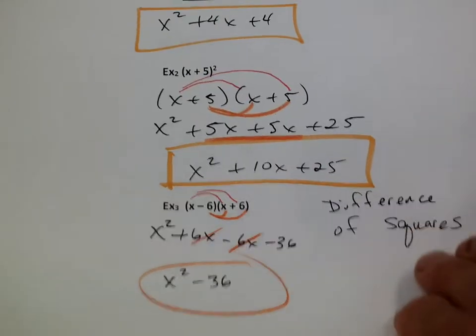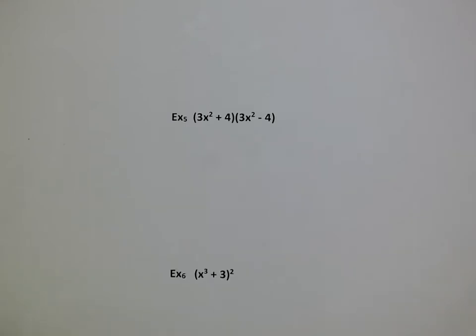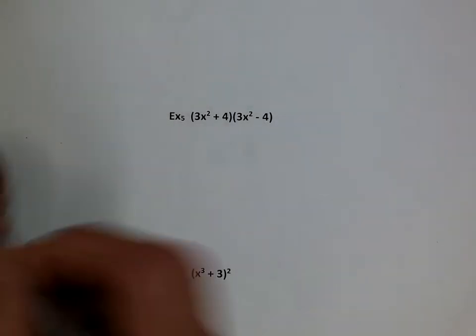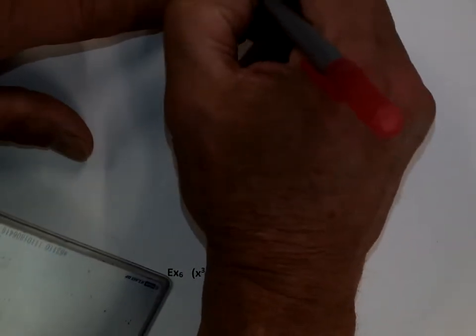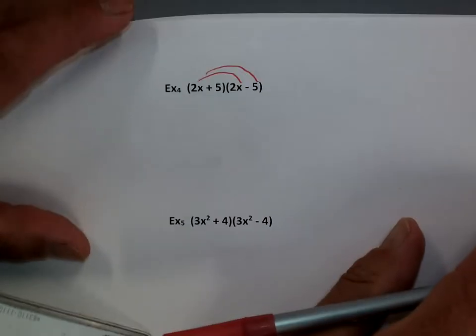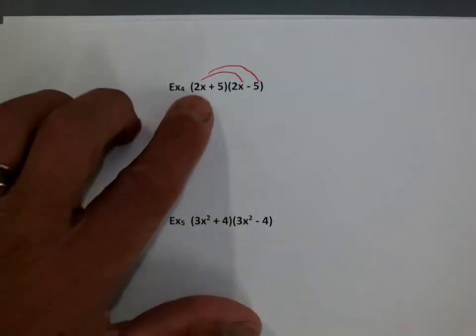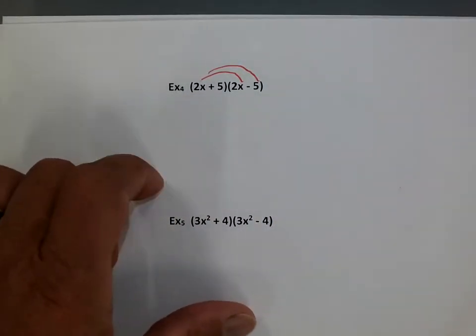Okay, next page. These are getting pretty easy, aren't they? Hopefully these are easy for you, okay? Number 4, same type of problem. I'm just going to multiply my 2x times my 2x and my 2x times my 5. Oh, you can't see. There we go. 2x times 2x and 2x times a negative 5.